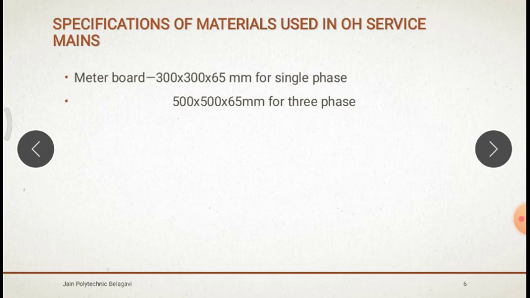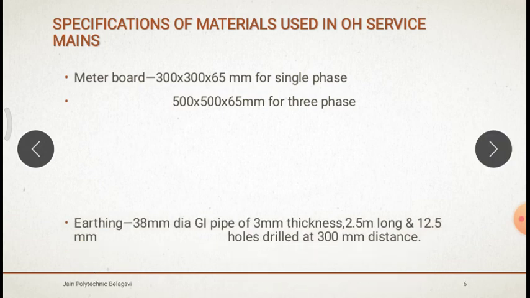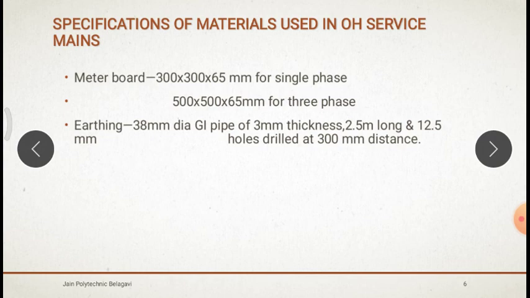Next, for everything, earthing is required. As usual, we are using a GI pipe for earthing, a 30 mm diameter GI pipe, 3 mm thickness and 2.5 meter long, and 12.5 mm holes are drilled at 300 mm distance. And the earthing wire we are using is an 8 SWG galvanized iron wire. GI wire we are using for the earthing wire.